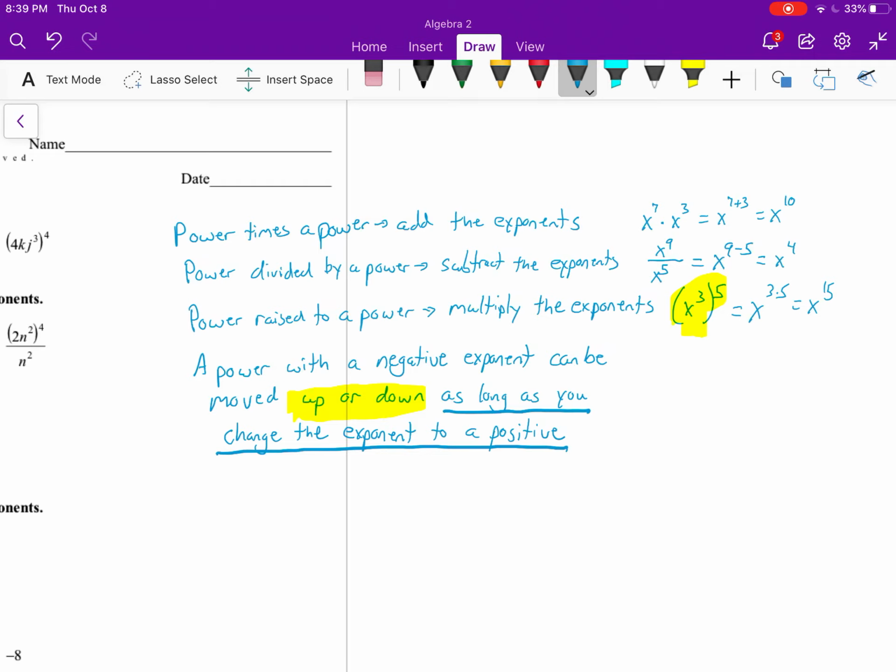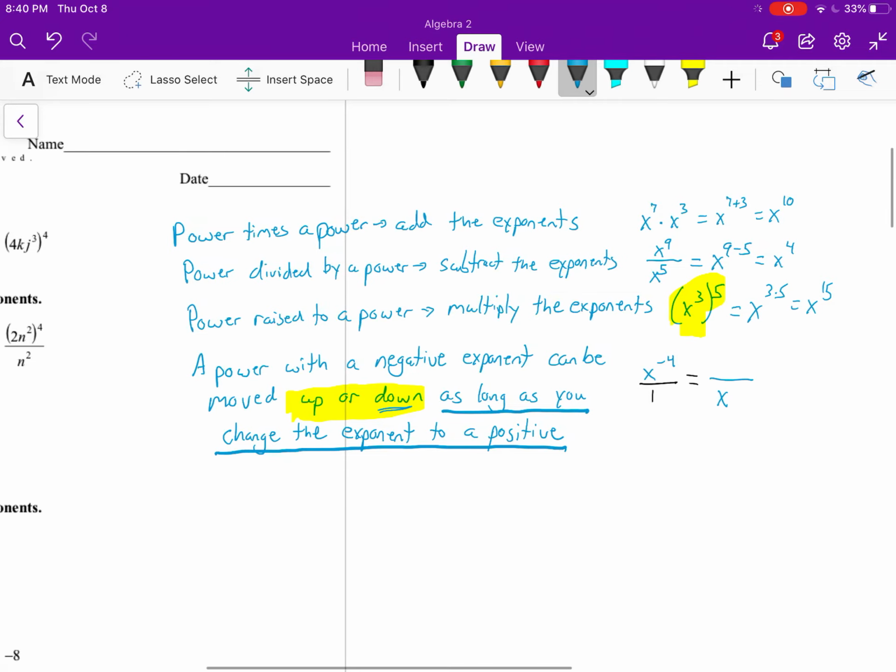So I'm going to put a couple examples of where we see this. If we had x to the negative 4th, well, in our mind, we know x to the negative 4th is over 1. I think sometimes we forget that is actually a fraction. So that x to the negative 4th can be moved to the denominator, can be moved down, as long as we change the exponent to positive. So what's left in the numerator? Well, it's a 1, because this is like 1 times x to the negative 4th, so we have 1 over x to the 4th. That's one case where we see that.